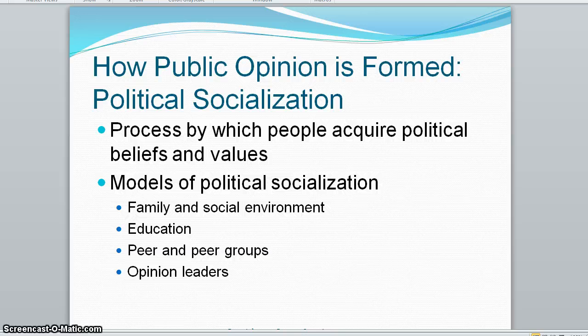And how do we form public opinion? The views that we express as public opinions are shaped and formed through political socialization. That's the process by which individuals acquire political beliefs and values from others. Here are the models of political socialization. Think about where you get your opinions, how you form your opinions.